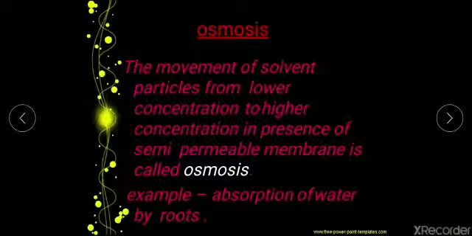Now after that, we need to understand the second term, that is called osmosis. Osmosis is the movement of solvent particles from lower concentration to higher concentration in the presence of a semi-permeable membrane. It means it is specifically related to the cell, to the cell membrane. Suppose any cell is kept in a solution and the solution is less concentrated. What I mean by less concentrated is that the solution is dilute.